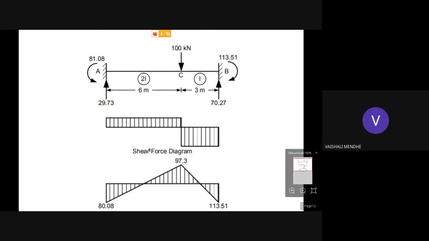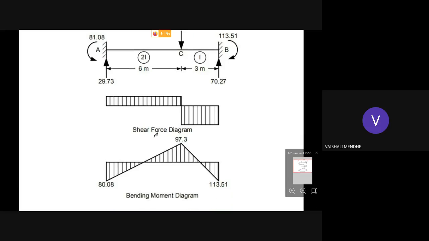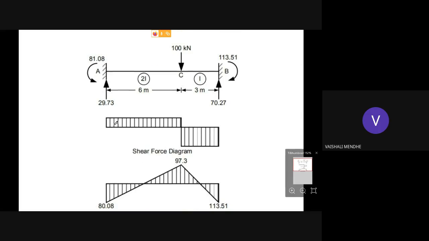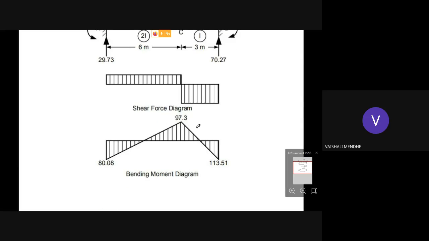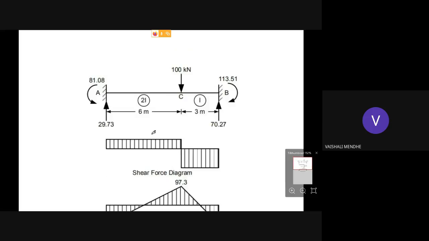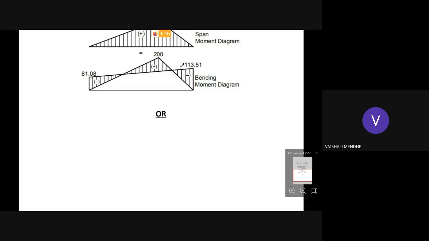And what is highlighted here is your net bending moment diagram. And you can go with this bending moment and shear force diagram. You can calculate the reactions, you will get the shear force diagram, and this will be your bending moment diagram. Okay, so what is shown here, this 200, this 200 is the complete value.